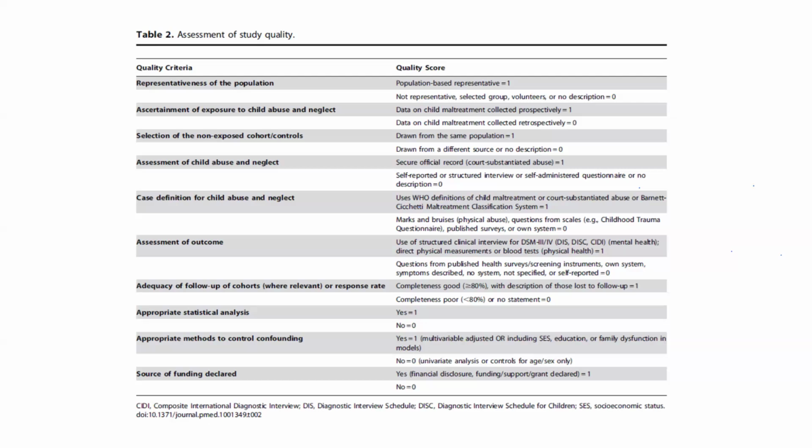So when you look at those studies, you try to find out and start tabling them: population-based representative, one; not representative, selected group, volunteers with no description, you give it 0. So 1, 0, 1, 0, 1, 0. It gives 1 for yes, 0 for no. So all that quality criteria. Ultimately you combine them and score them, and for each and every study you do such an exercise.